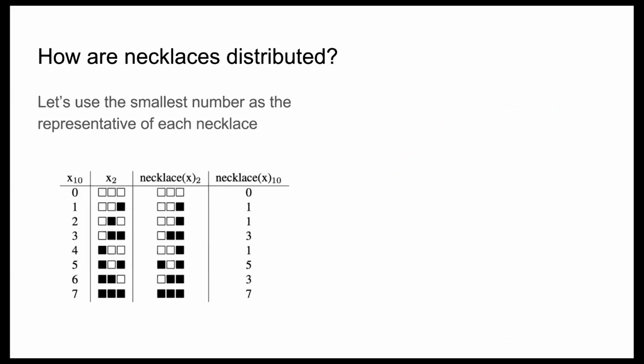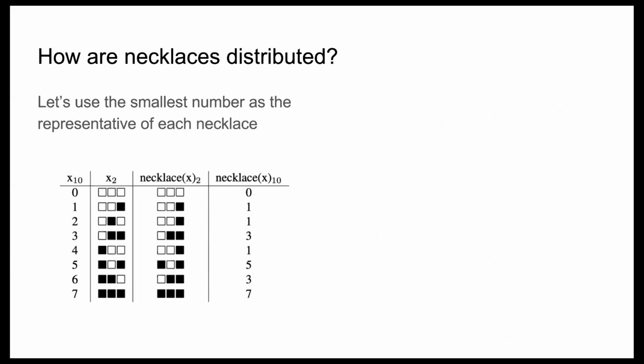How are these necklaces distributed? In order to get a feeling for what they look like on the number line, we need to assign one unique number to each one of those. We have used as the representative for each necklace the sequence that has the smallest decimal representation. So basically what you're doing is trying to put as many white cells on the left so that the number it represents is as small as possible.